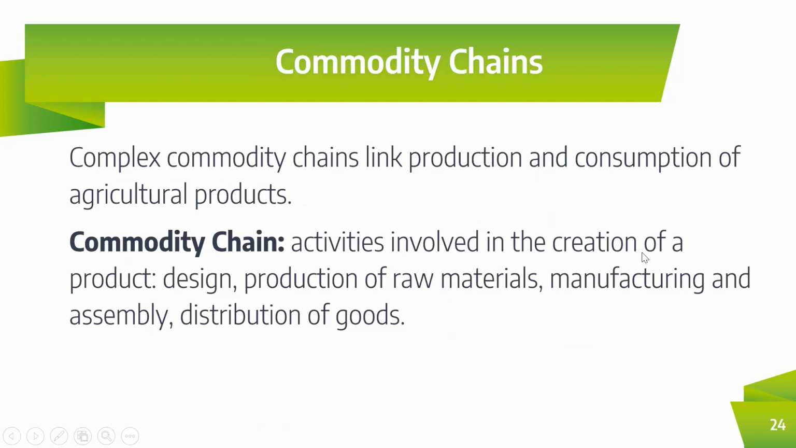That being said, the rise of agribusinesses has led to the establishment of a complex network that connects places of production with distribution to consumers. This is known as the commodity chain. These complex commodity chains link production and consumption of agricultural products. So commodity chains are basically the activities involved in the creation of a product: the design, the production of raw material, manufacturing, assembly, and distribution of goods.